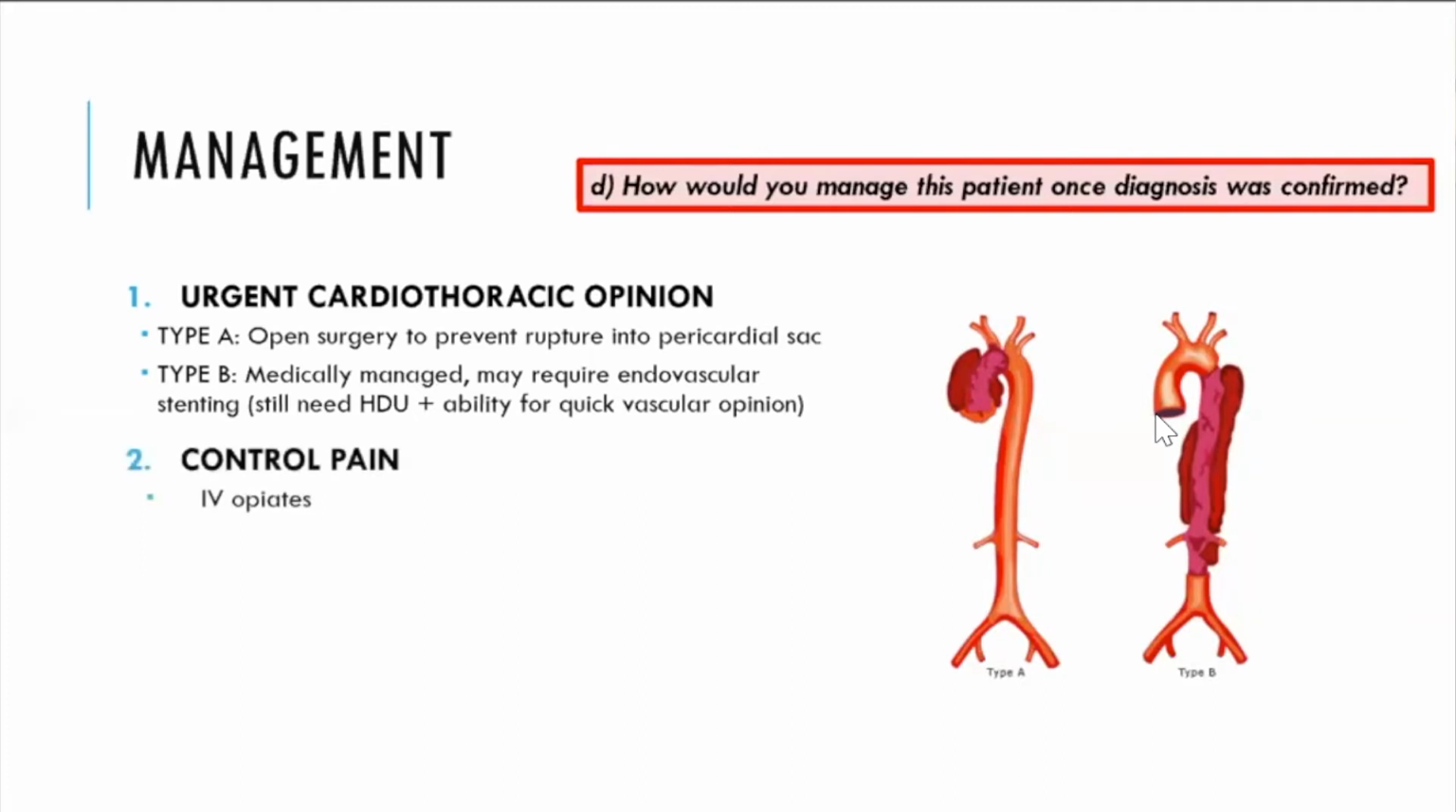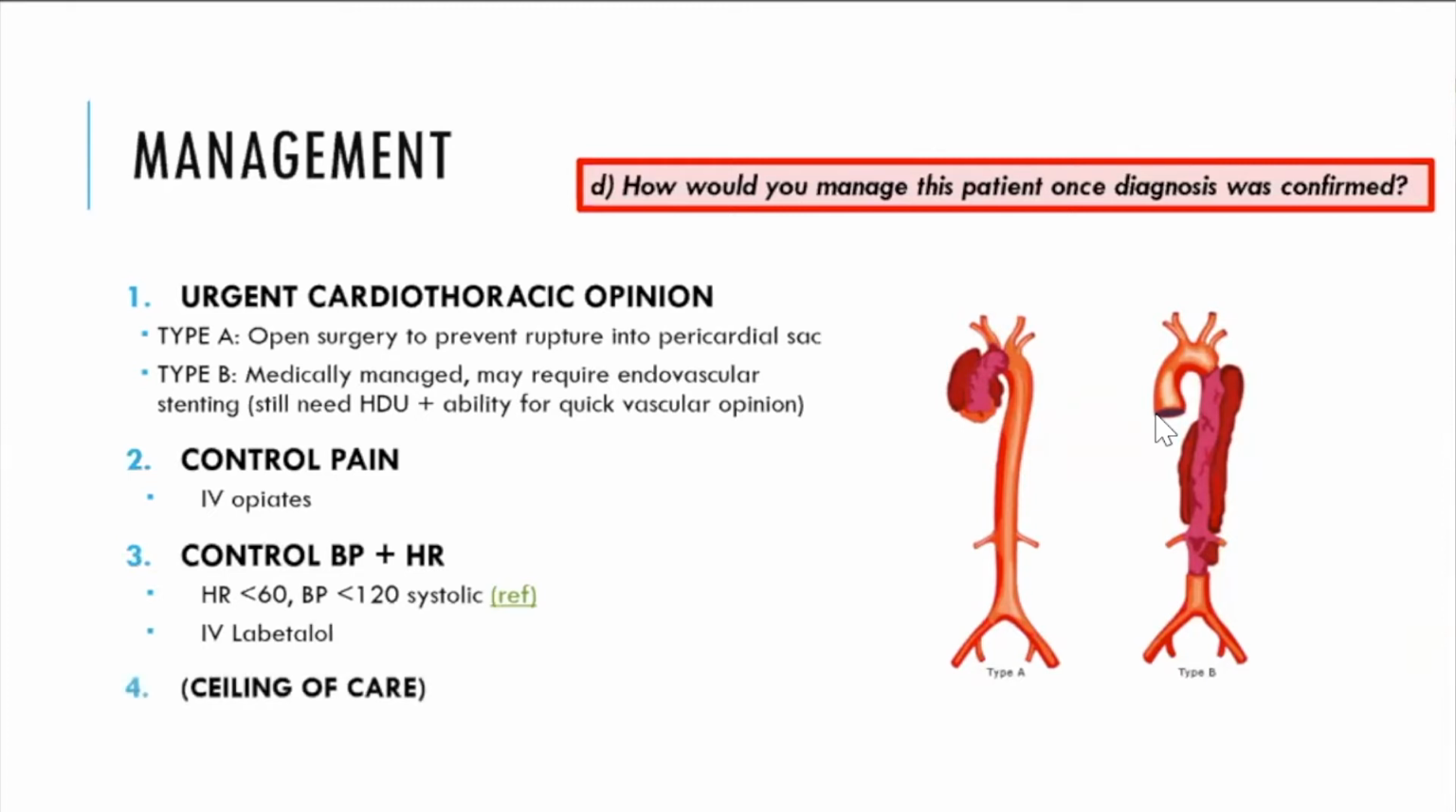You need to try and control their pain. You generally jump to using IV morphine or opiates generally, which will help with outcomes as well. And then you want to really control their blood pressure and their heart rate very closely. So you can use things like IV labetalol. This is kind of moving into intensive care territory, but you want to keep their heart rate low and keep their blood pressure relatively low to try and control and prevent the extension of the dissection, basically.